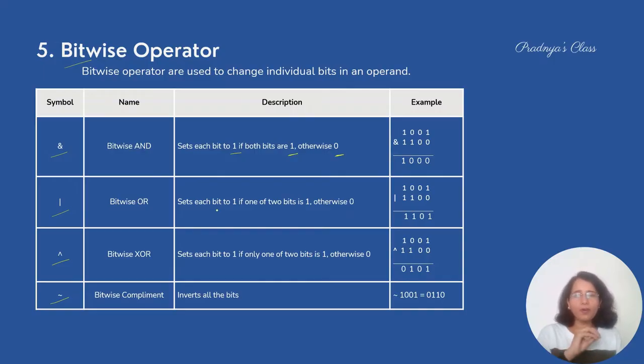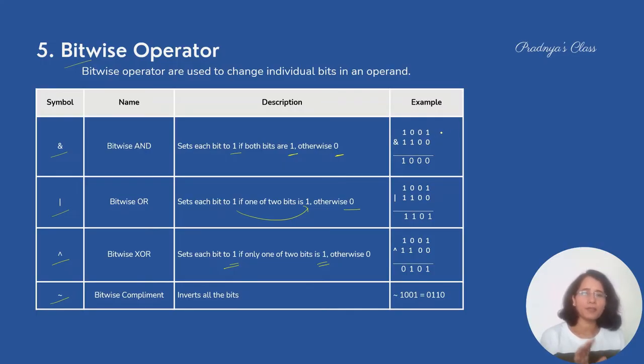In case of OR, if any one bit is 1, then we will get the answer 1, otherwise 0. What about the working of the XOR? XOR produces the result 1 if any of the 2 bits is 1, otherwise we will get 0. And the complement is just like negation, it will invert the bits. So let's try to understand with an example.